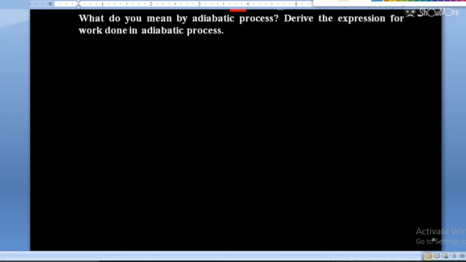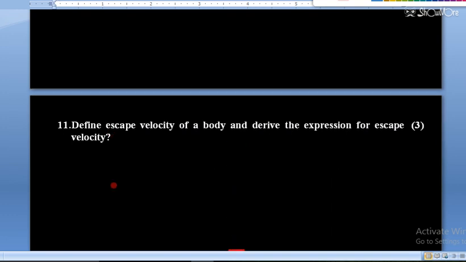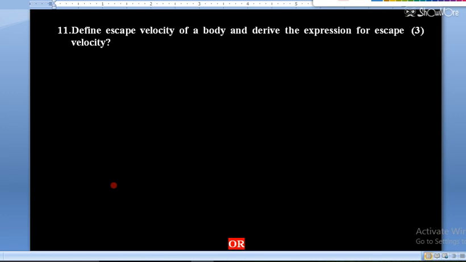Two questions are left, and the next question is: define escape velocity. Escape velocity is the velocity such that when you throw a body with it, that body will not come back to the earth, or the planet. That means the velocity required to send a body outside the gravitational field is called escape velocity.